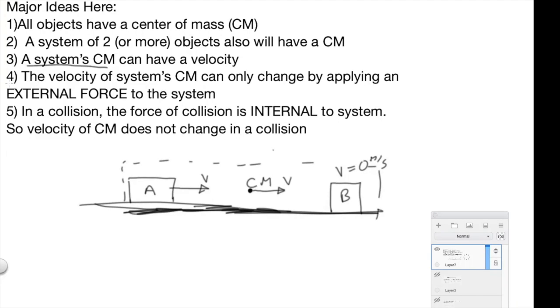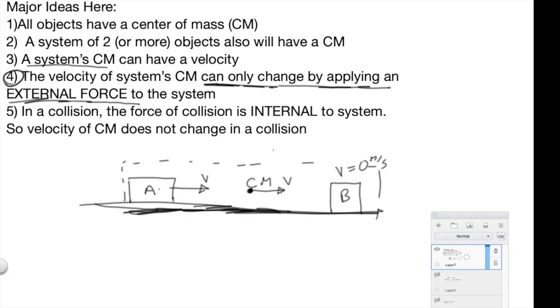All right, number four, the velocity of a system's center of mass. Now this is important. It can only change by applying an external force to the system. So this center of mass for this little situation that I made up, we got block A moving and block B at rest. The velocity of the center of mass, which by the way is not the same as the velocity for block A, will become clear when I get to number five.